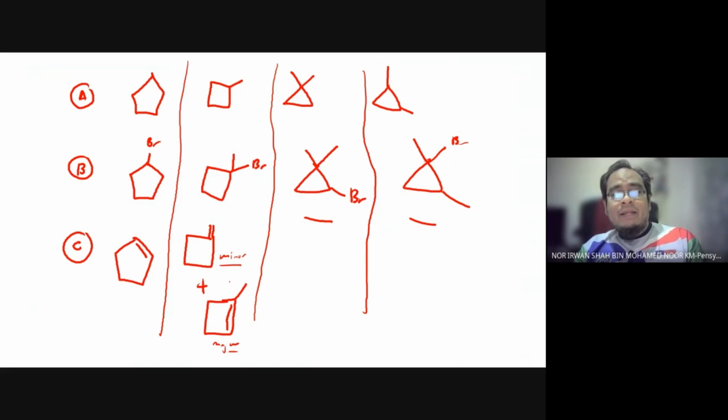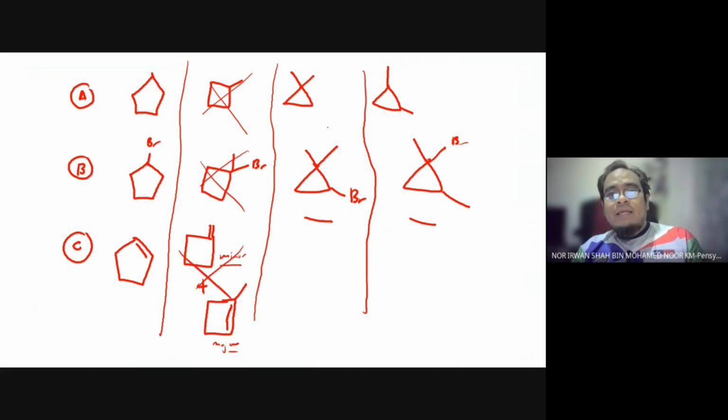Ini minor alkene. Dan bila dia berbentuk major minor, of course dia dah melanggar kepada apa? Yang diberi dalam soalan. Sebab dalam soalan dia bagi tahu apa? Dalam soalan kita dapat hanya satu produk sahaja, C, apabila kita buat dehydrohalogenation. So therefore guys, ini bukan jawapan dia.